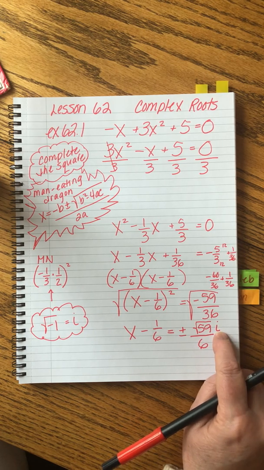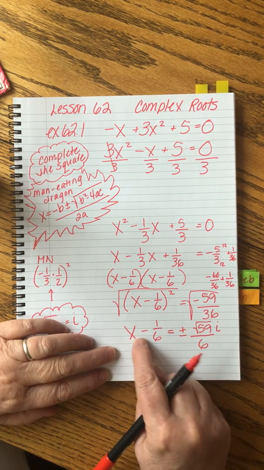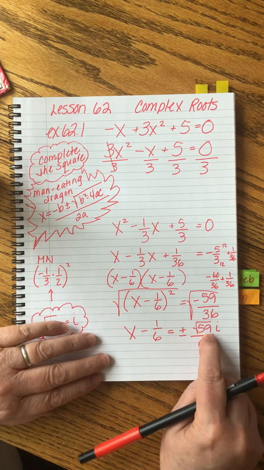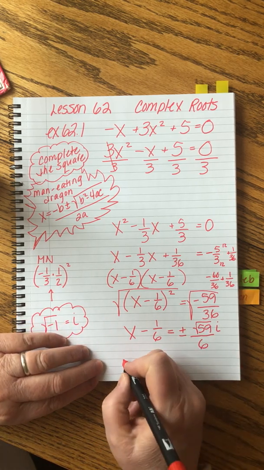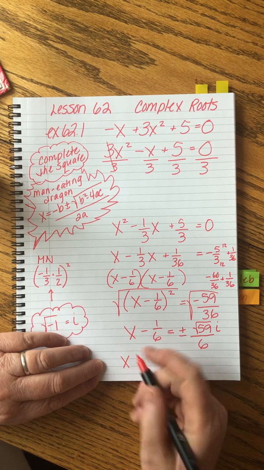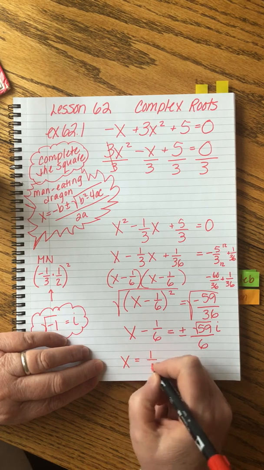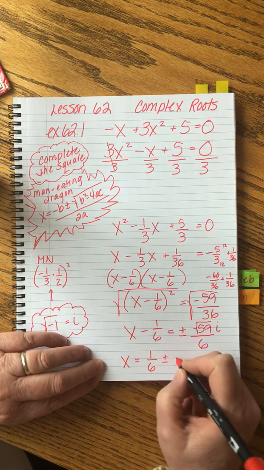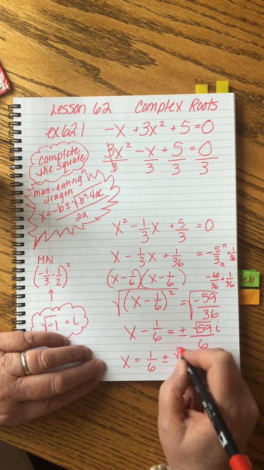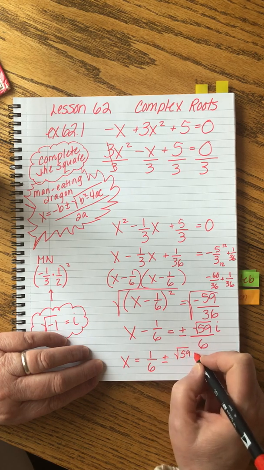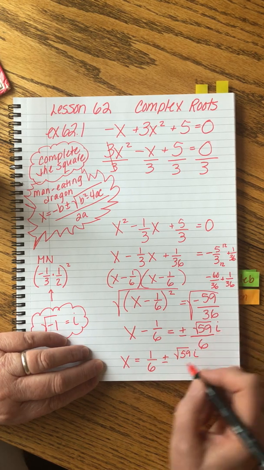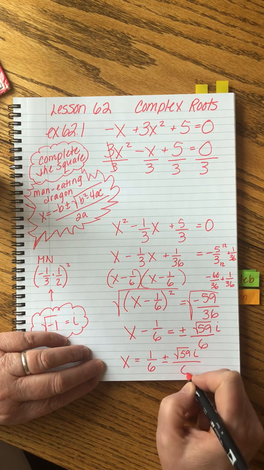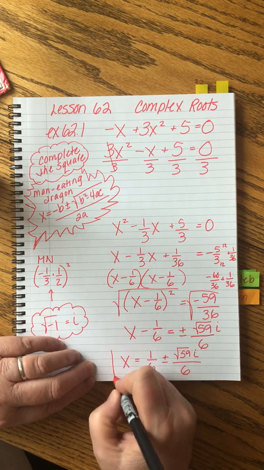Okay. So now we're almost done. All we have to do, we can't bring this down. We can't reduce that. So our final step is to add that to the other side. 1 over 6 plus or minus the square root of 59. The i does not go in the pig house. It's outside of it. Over 6. That is our final answer.